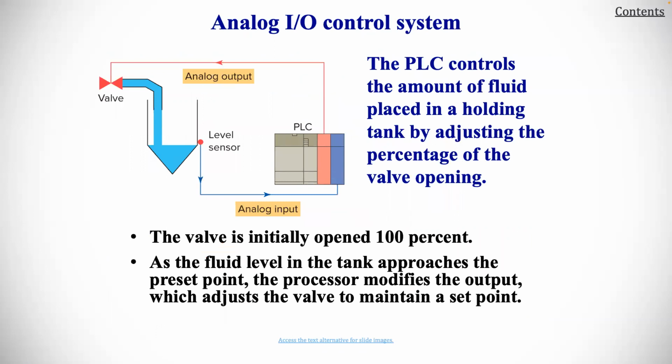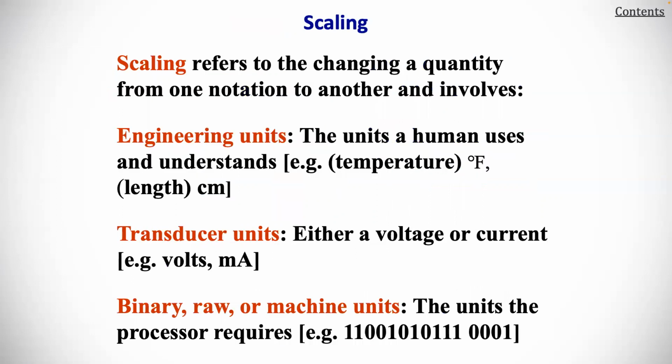The analog I/O control system is what we're trying to show here. The PLC controls the amount of fluid placed in a holding tank by adjusting the percentage of the valve opening. So we can have a variable way that we open or close a valve by so many percentage points. The valve is initially opened 100%. As the fluid level in the tank approaches the preset point, the processor modifies the output, which adjusts the valve to maintain a set point.